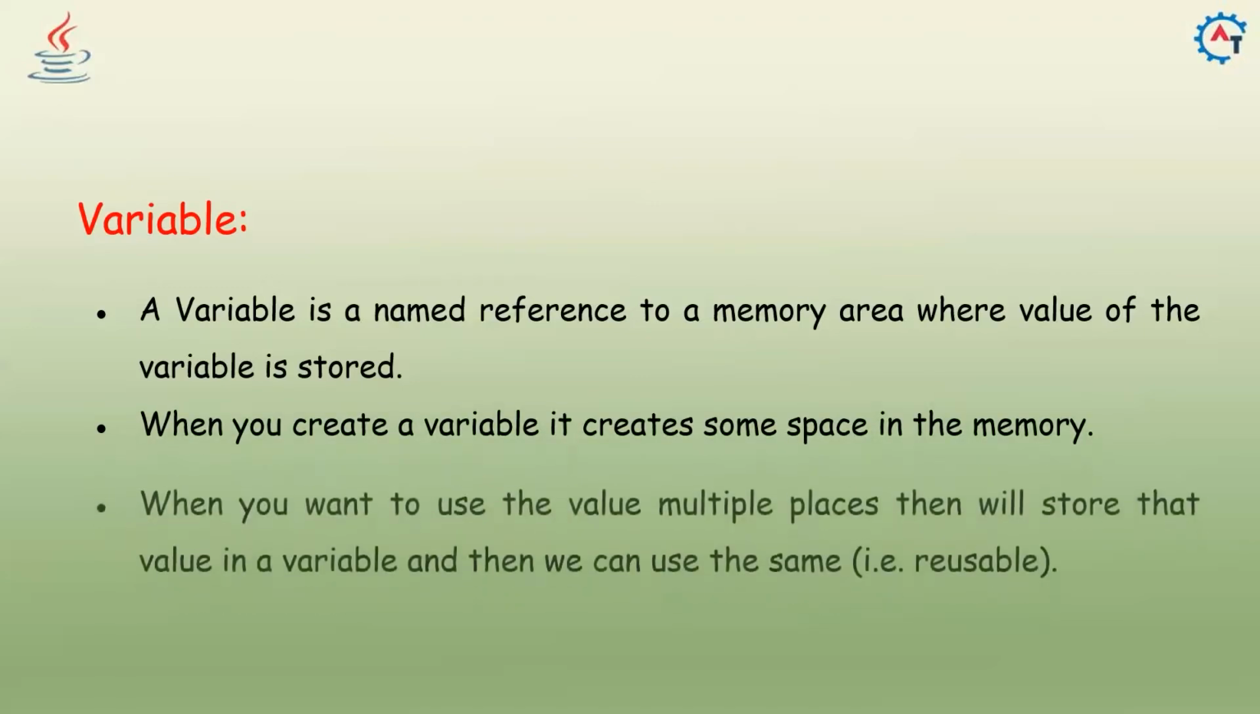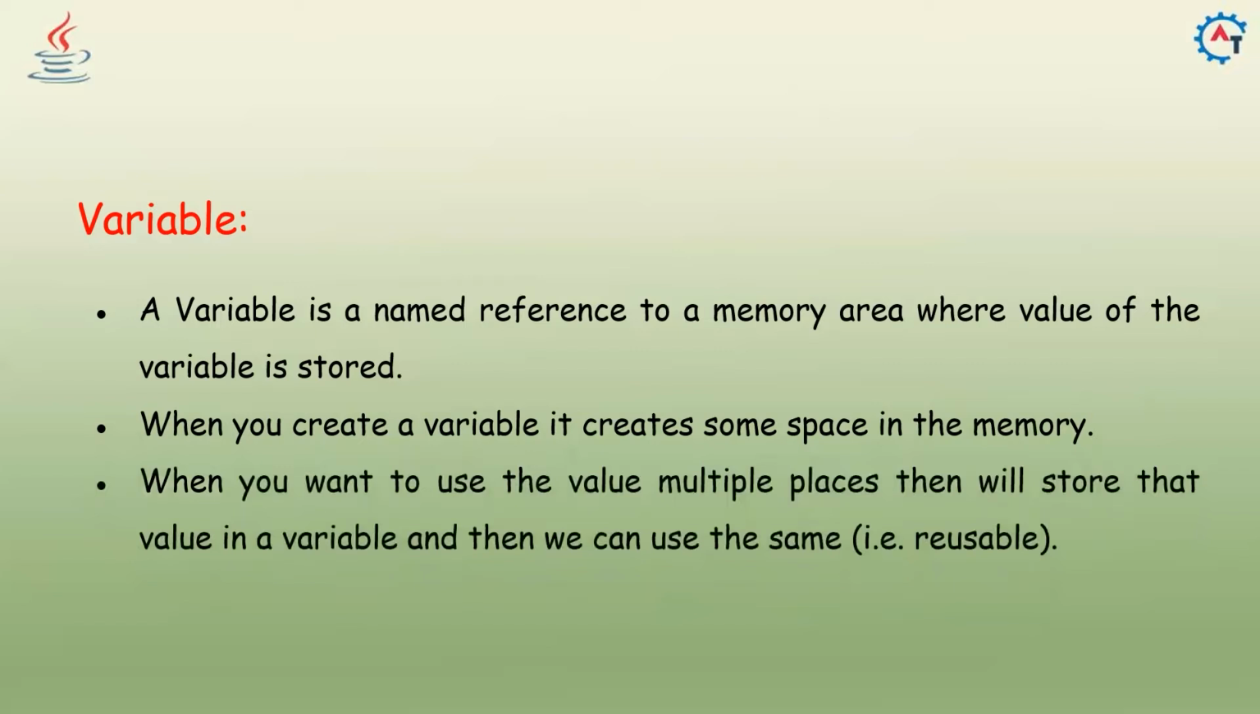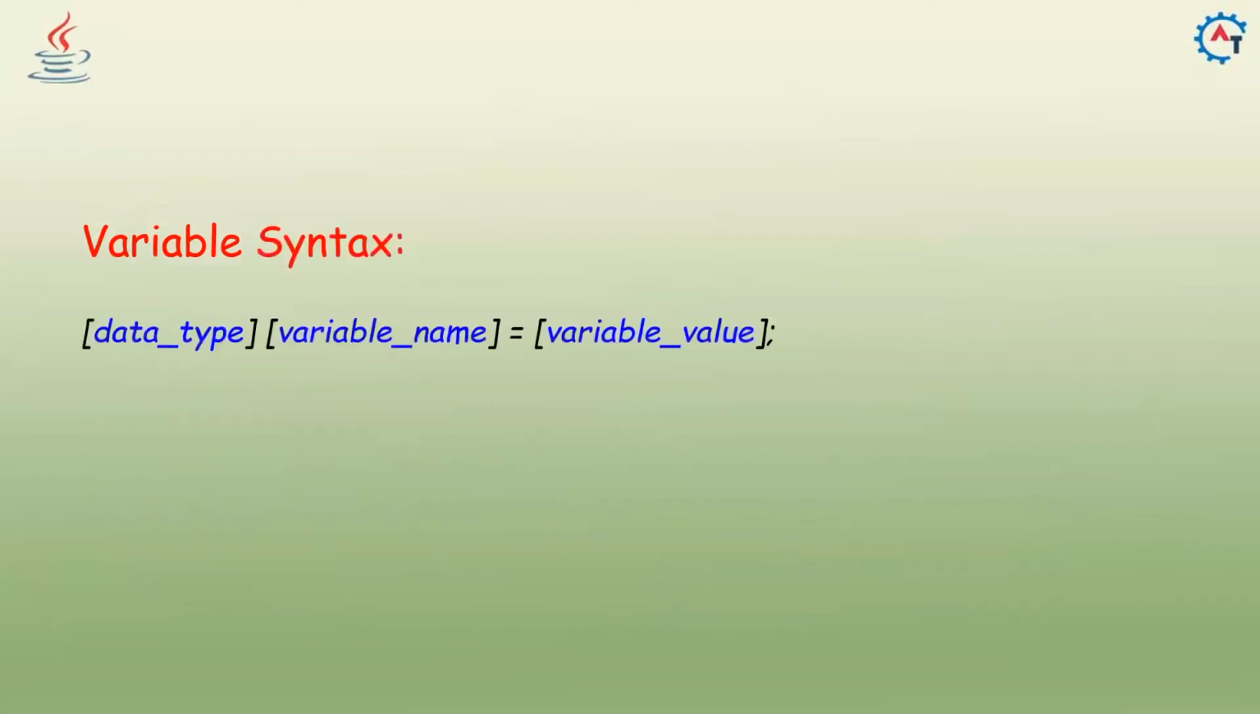When you want to use the value in multiple places, then we'll store that value in a variable and then we can use the same, that is reusable. If you create a variable, whenever you need that same value multiple times, then you can refer to this variable. So that is called reusability.